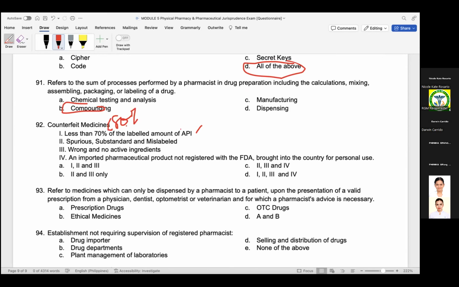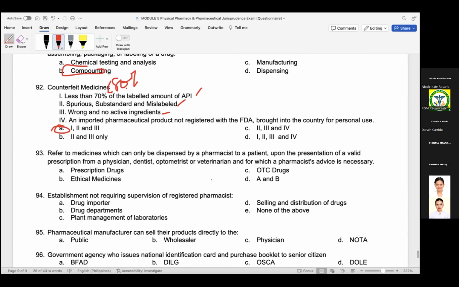Next is spurious, substandard, and mislabeled. That is also true. Wrong and no active ingredient. That is true. An imported pharma product not registered with the FDA brought into the country for personal use. This is false. So 1, 2, and 3 are the definition of counterfeit drug. So, letter A. Okay? Next. Kasi ito naman for personal use eh.